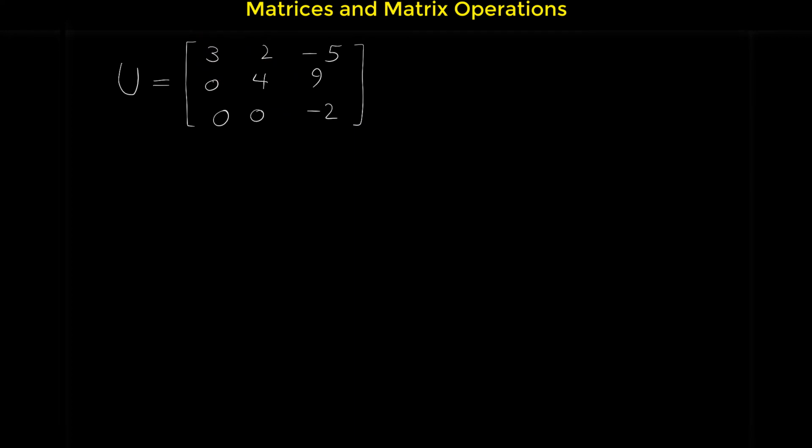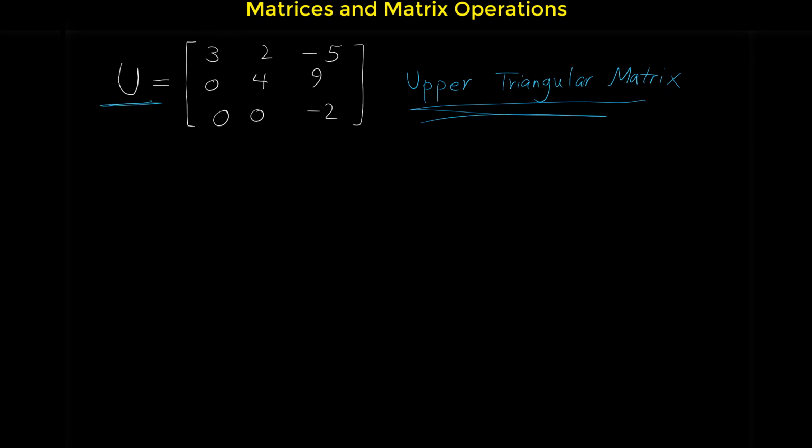When we have such a matrix, we say this matrix is an upper triangular matrix. So in an upper triangular matrix, all the elements below the main diagonal are 0. And I use the letter U because U can be an abbreviation for upper triangular matrix. You can name it anything you like. It doesn't matter if we name it U.